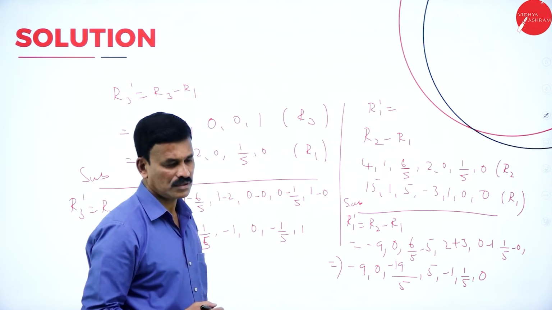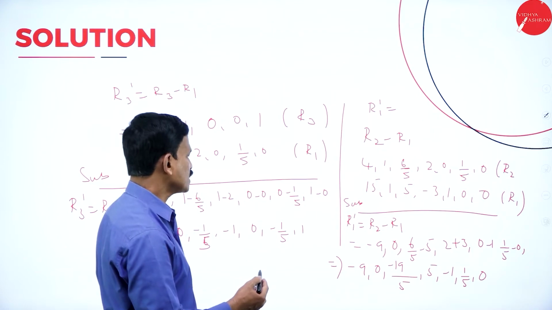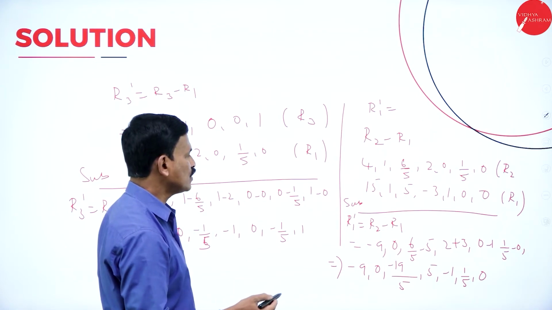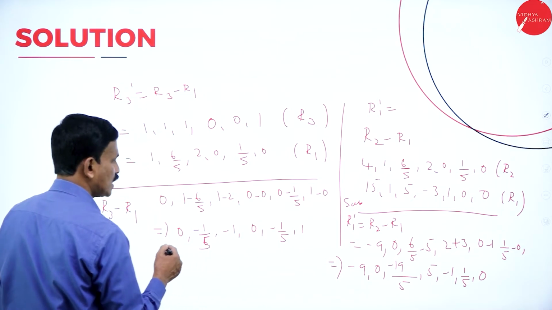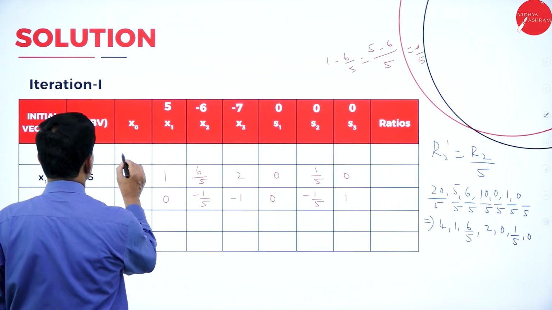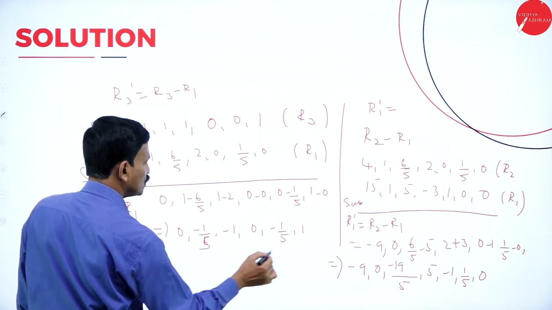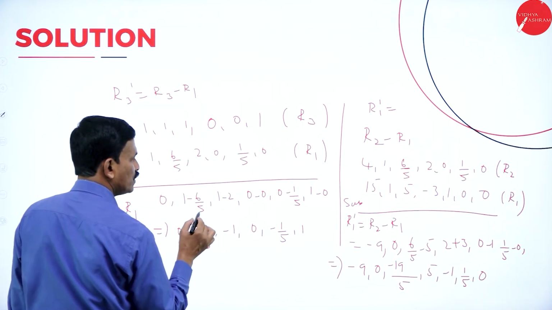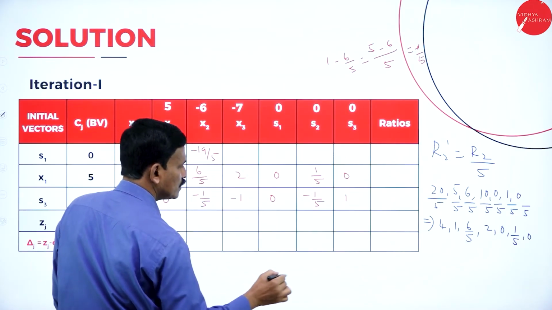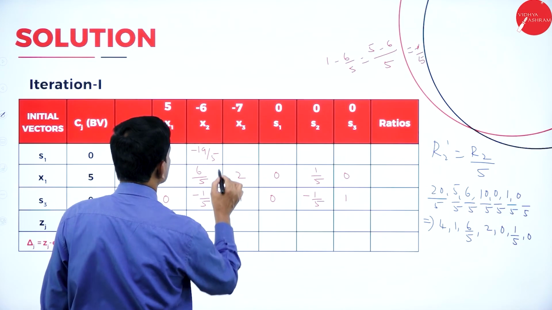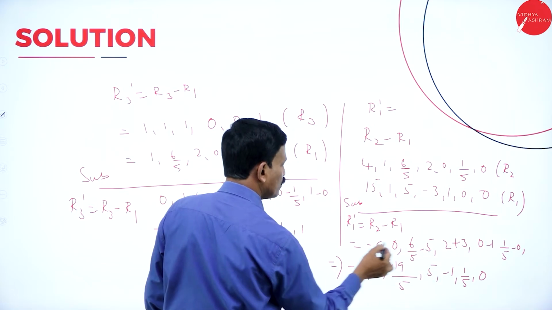So the values are minus 9, 0, minus 19 by 5, 5, minus 1, 1 by 5 and 0. Now I will substitute here: minus 9, 0, minus 19 by 5, 5, minus 1, 1 by 5 and 0.